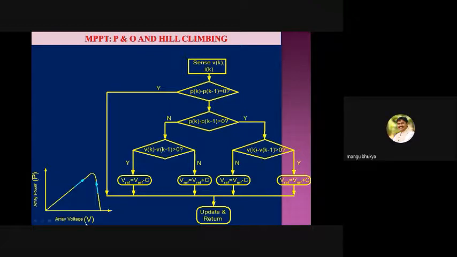Okay. So see, this is the coding. We are sensing the voltage across the panel, the current from the panel, and the power drawn from the panel is the product of the current and the voltage across the panel. And we have the kth instant, which means the present instant, this is the present power, and this is k minus 1, the previous power. So we have to compare the present power with the previous power.